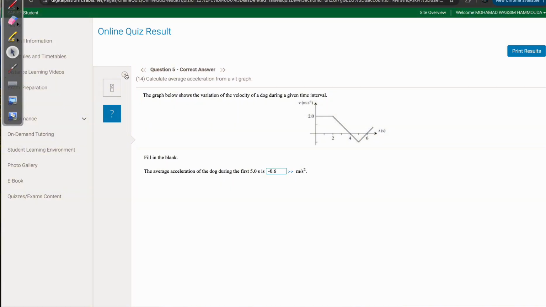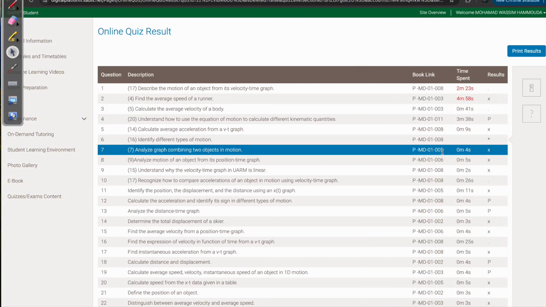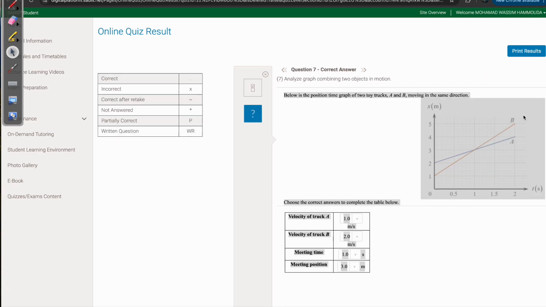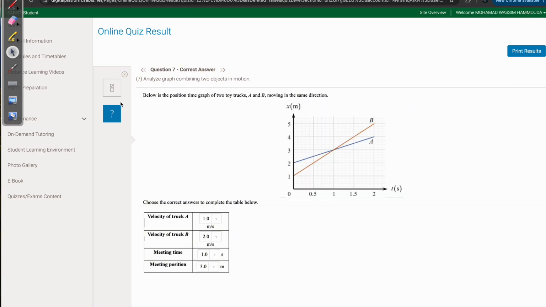Number 6 is glitchy on SDP, so I couldn't solve it. But anyways, number 7. Below is the position-time graph of two toy trucks, A and B, moving in the same direction. Now the velocity is basically the slope in an x-t graph.